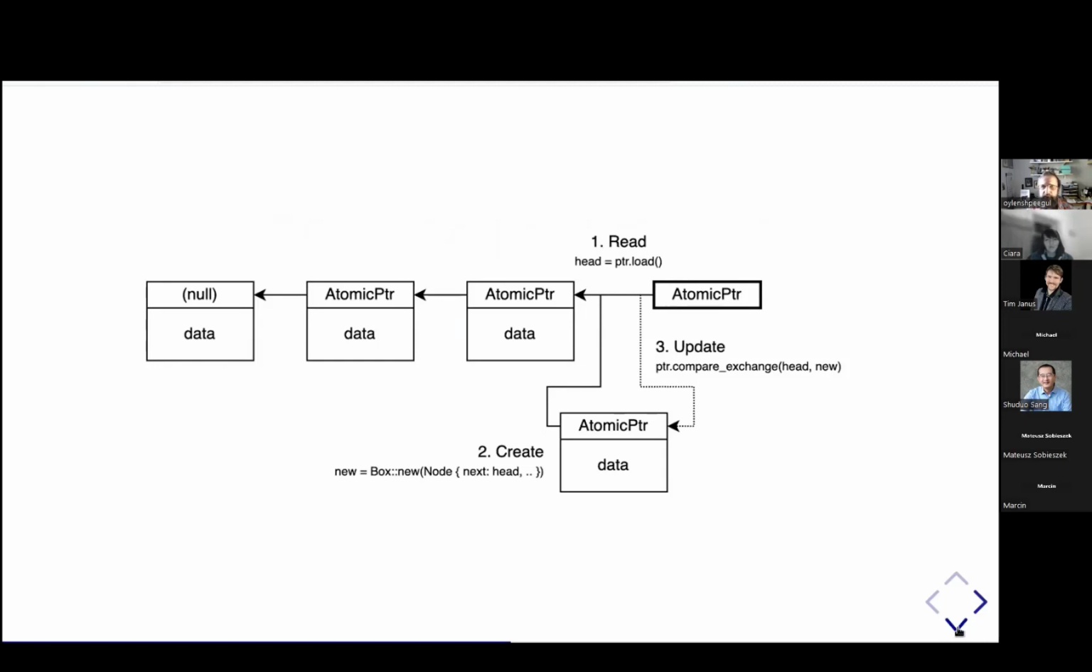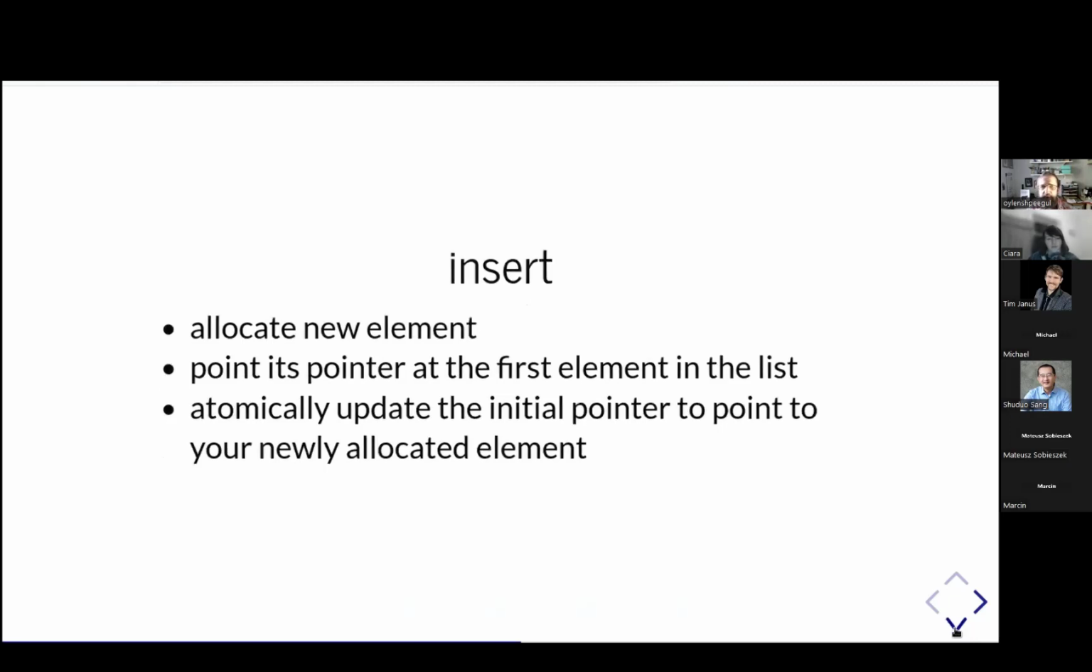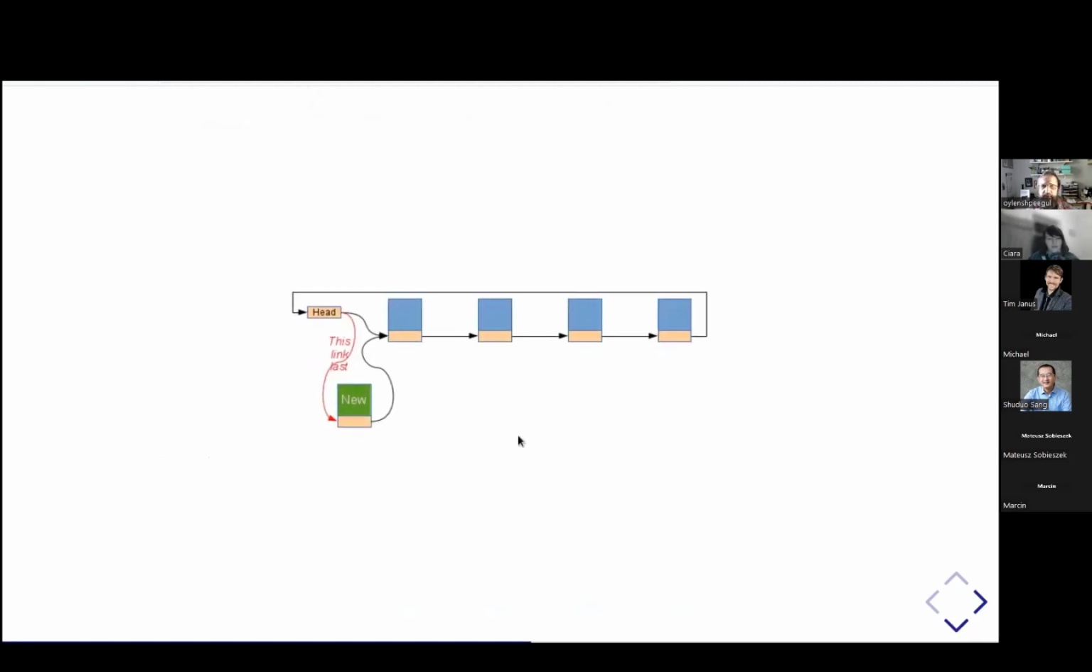Showing creating an update, or an insert, I guess. If we want to do an insert, we allocate the new element, point it to the first element, and atomically update the initial pointer to us instead of what it was. So here's a different diagram showing that, where here's our new guy, and the last thing we do is update the head to point to us instead of the old head.